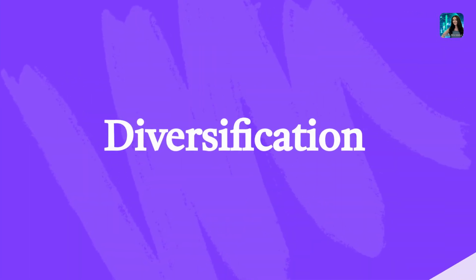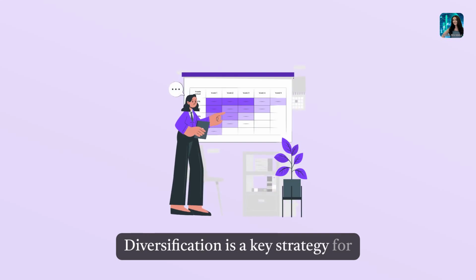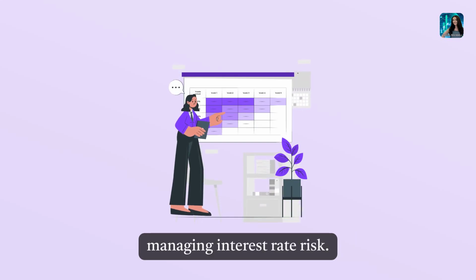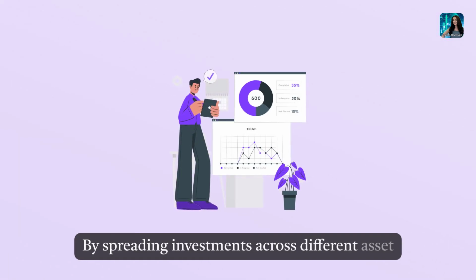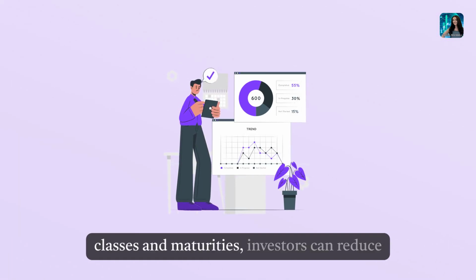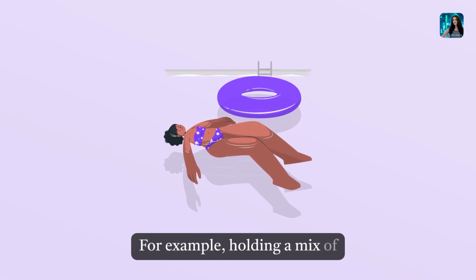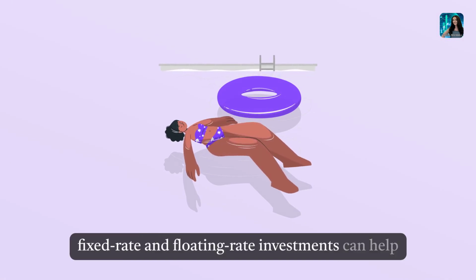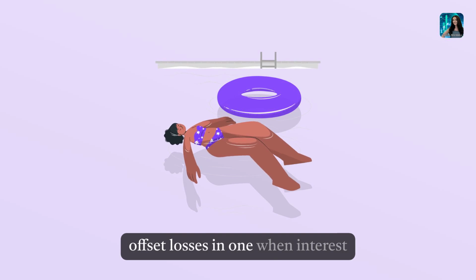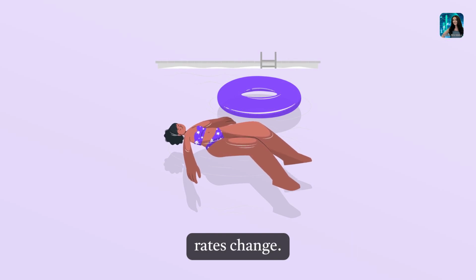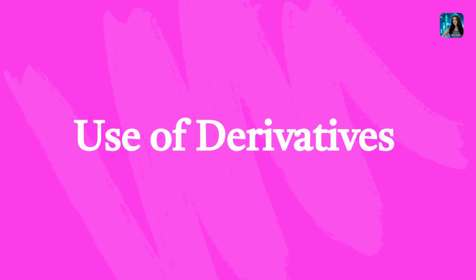Diversification. Diversification is a key strategy for managing interest rate risk. By spreading investments across different asset classes and maturities, investors can reduce their exposure to interest rate fluctuations. For example, holding a mix of fixed rate and floating rate investments can help offset losses in one when interest rates change.